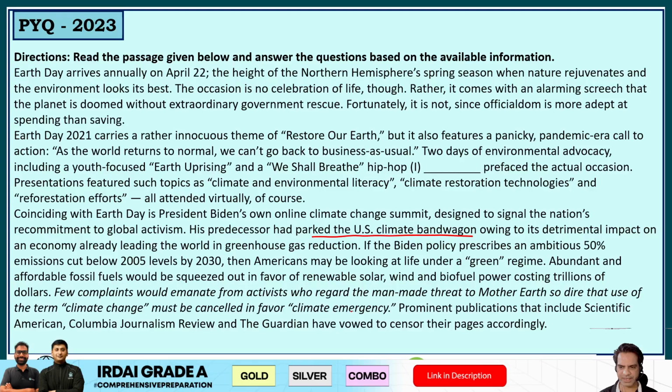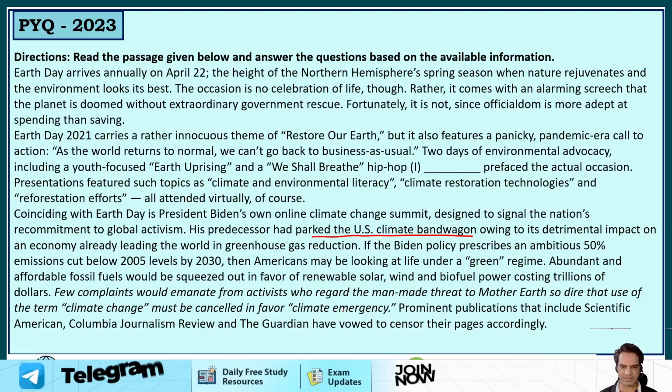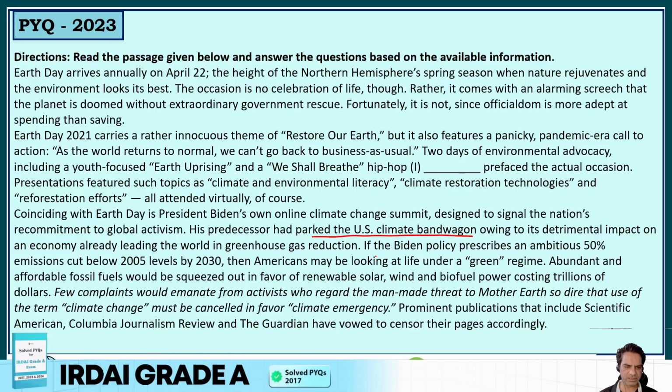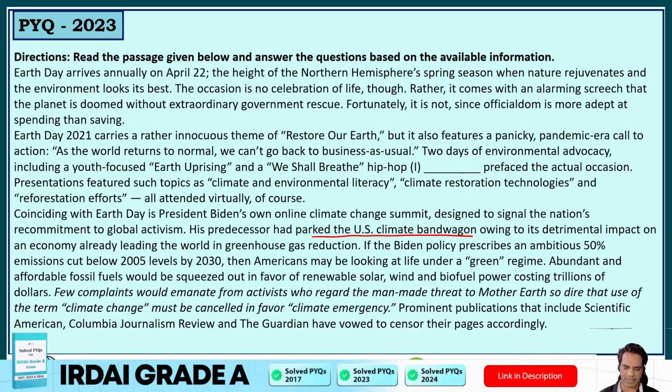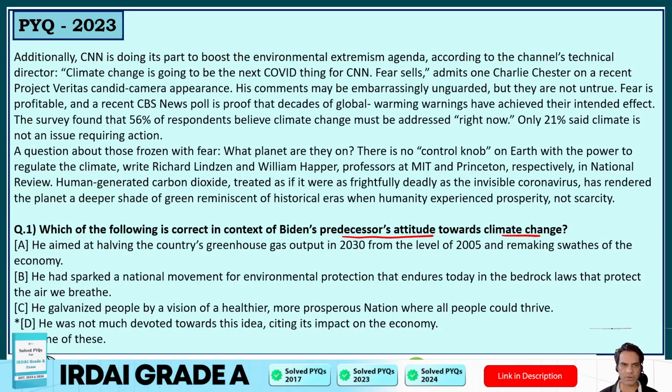emergency. Guys, that's what the error is. So we'll find the answer: in favor of climate emergency. Prominent publications that include Scientific American, Columbia Journalism Review and The Guardian have vowed to censor their pages accordingly.